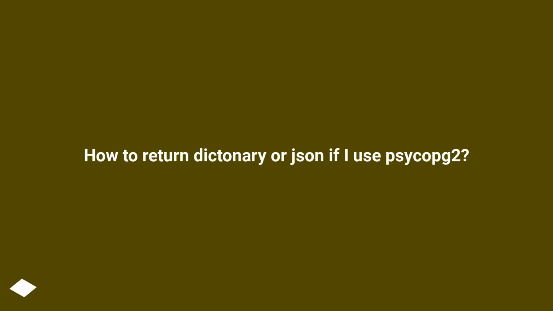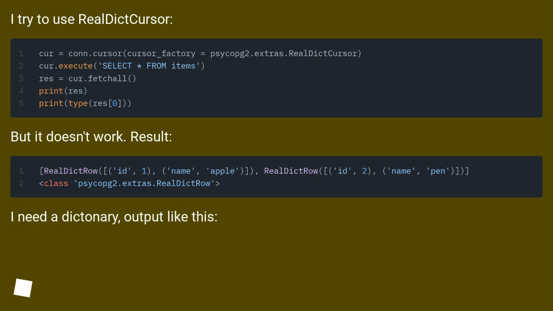How to return a dictionary or JSON if I use psycopg2? I try to use RealDictCursor, but it doesn't work. Result. I need a dictionary, output like this.